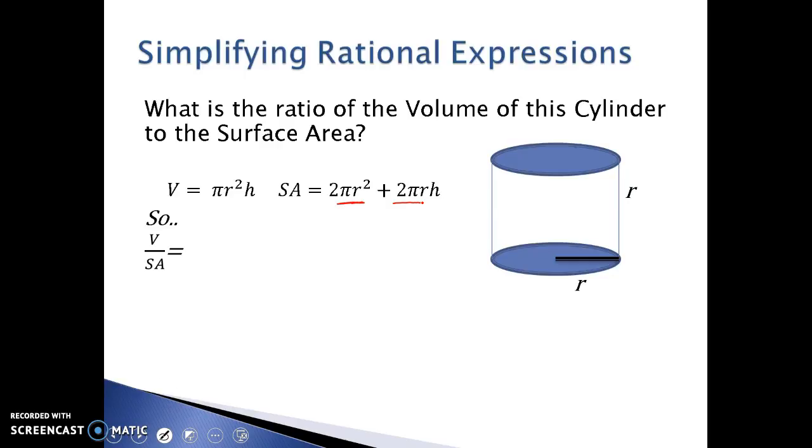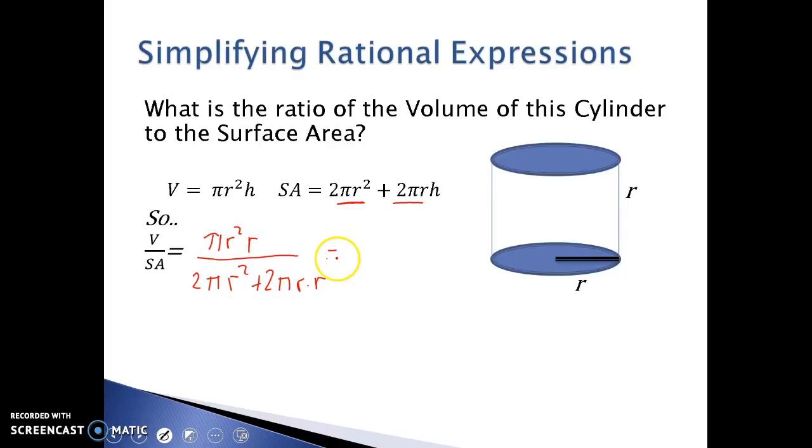So when we are looking to find the ratio, we're going to take the volume over the surface area. So the volume in this particular cylinder is going to be pi times r squared times the height, which is r, over the surface area, which is 2 times pi r squared plus 2 times pi r times the height, which in this case is r.